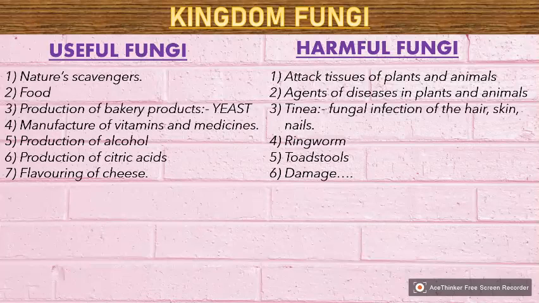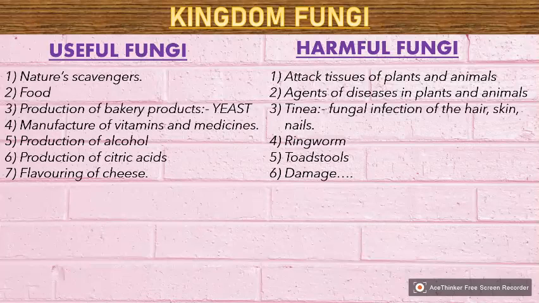Now similarly, idli and dosa are also made by yeast from a mixture of ground dal and rice. Now after a few hours, the mixture rises and becomes fluffy, light and sour. Why? Because of the action of yeast. The fourth point is the manufacture of vitamins and medicines, because yeast is also used for manufacturing these things.